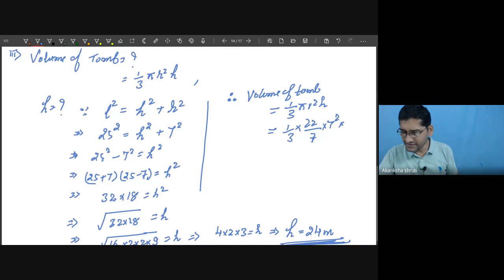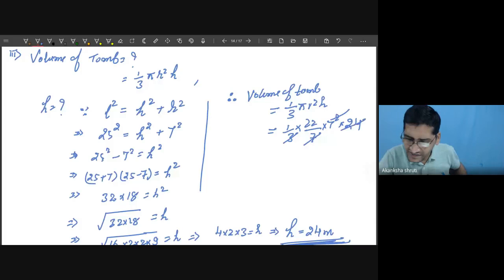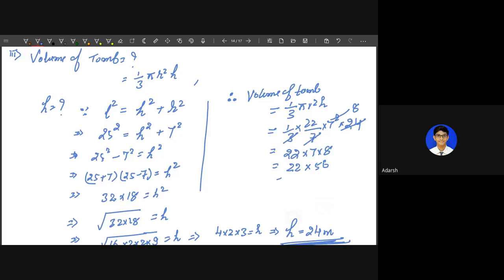So h was 24. Cancel 3 with this 8. So it becomes 22 into one of the 7 into 8. So it is 22 into 56, which is 1232 meter cube. Meter cube.